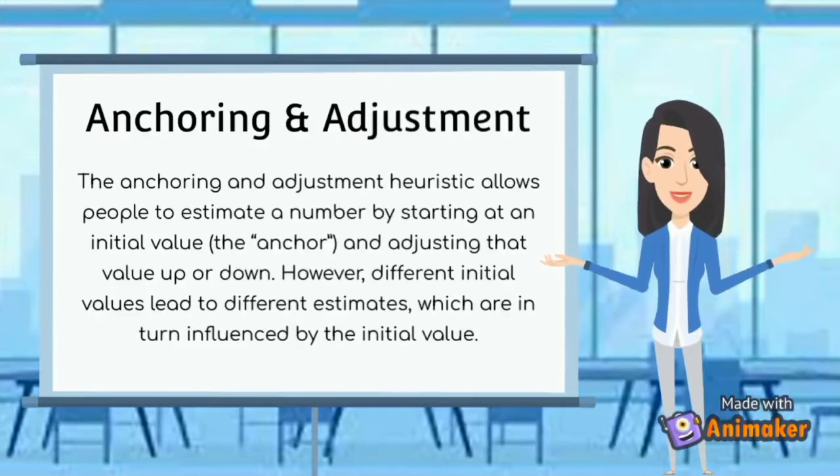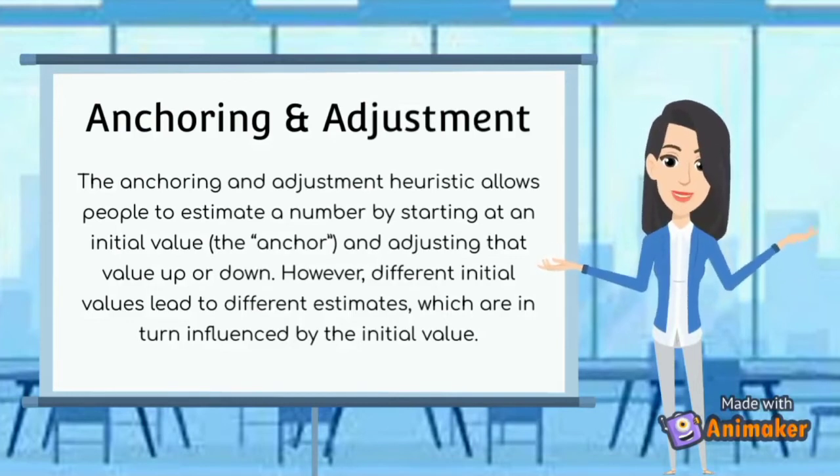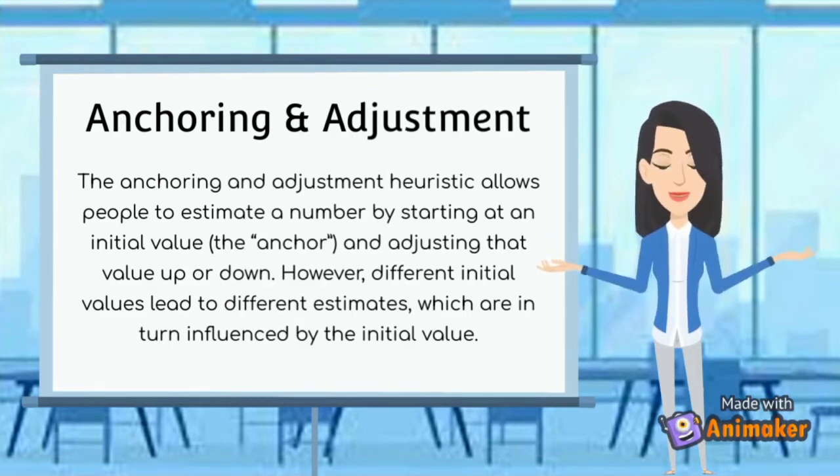Next is anchoring and adjustment. The anchoring and adjustment heuristic allows people to estimate a number by starting at an initial value, the anchor, and adjusting that value up or down. However, different initial values lead to different estimates, which are in turn influenced by the initial value.